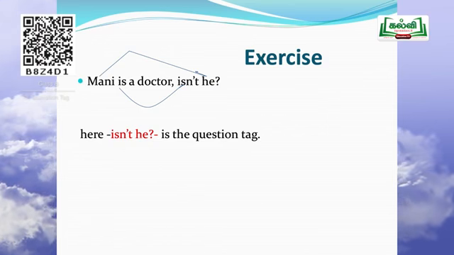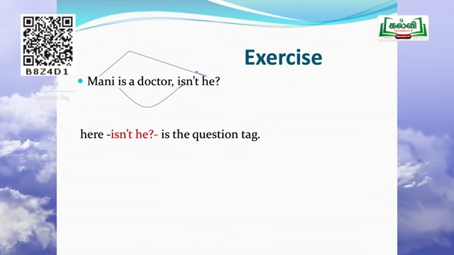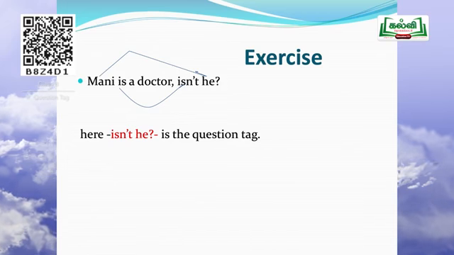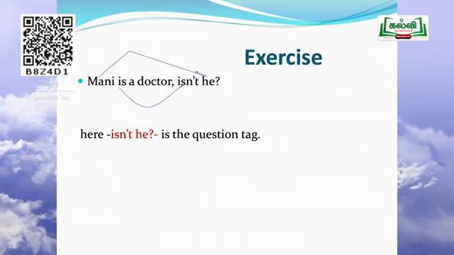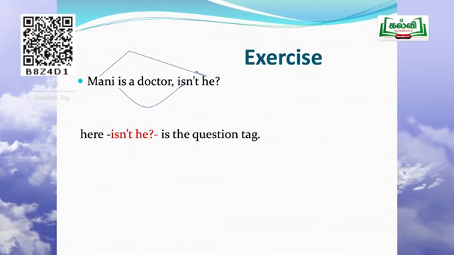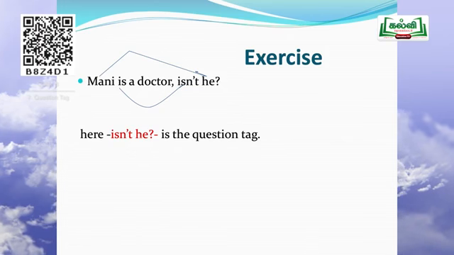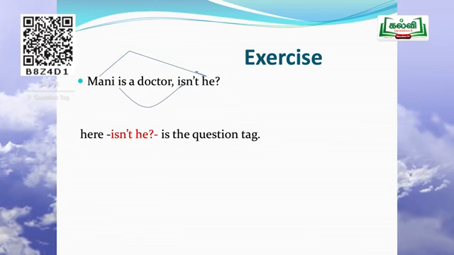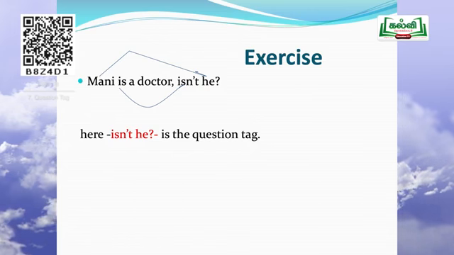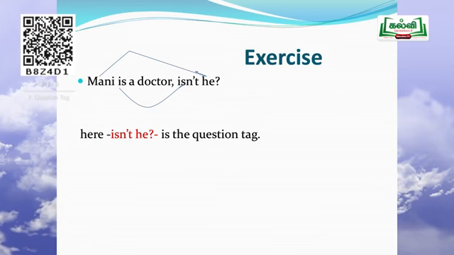So it is "is" plus "not": isn't. Then you have to pick up the pronoun. What is the noun here? Mani is a noun. You have to change it into a pronoun. When we change the names of a person, it becomes he or she. Here, Mani is masculine, so you have to choose he. So the final statement is "isn't he." Isn't he is the right tag for the statement.